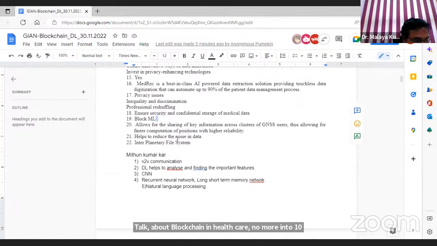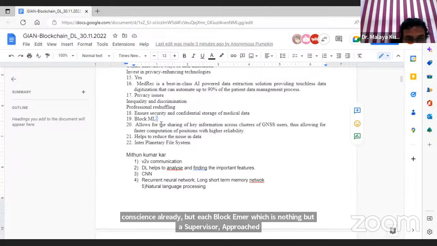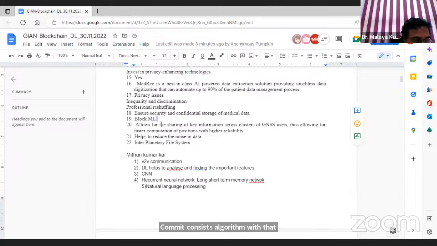So the next question is question number 19. Give an example of a deep learning specific consensus algorithm. Today we have discussed a few of the algorithms in that: deep learning specific consensus algorithms, that is BlockML, which is nothing but a supervised approach, Commit consensus algorithm, WekaCoin, that is cryptocurrency, proof of learning, and non-convex optimization approach.